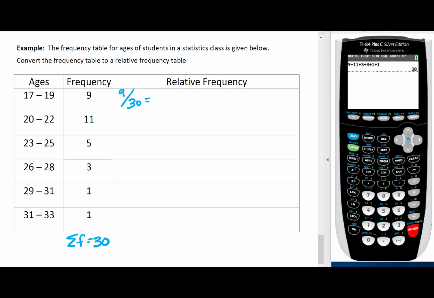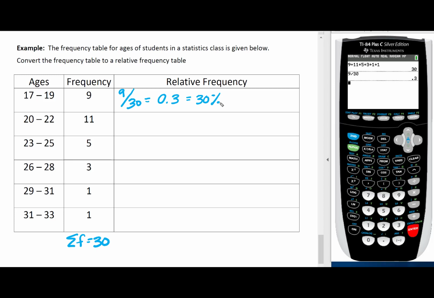On the calculator then, we take 9 divided by 30, hit enter, and we get 0.3. So we write it as 0.3. Remember to multiply it by 100. So 0.3 is going to be written as 30%.